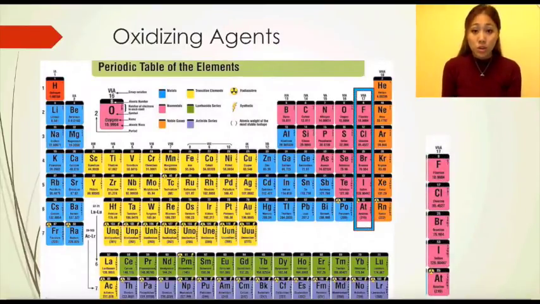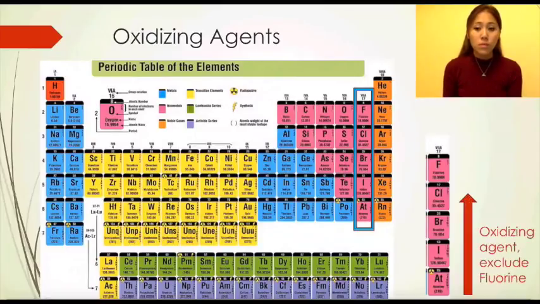The strongest oxidizing agents are in group 7, so they are the halogens. Fluorine is way too reactive, so fluorine is not considered in the oxidizing agent list. However, the general trend is that as you go up the group, oxidizing agent strength also increases. So this means that chlorine in a reaction is able to displace bromide ions, and bromine is able to displace iodide ions.